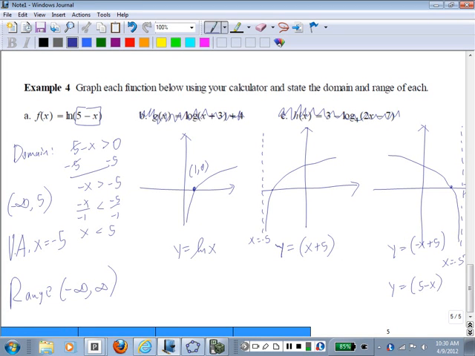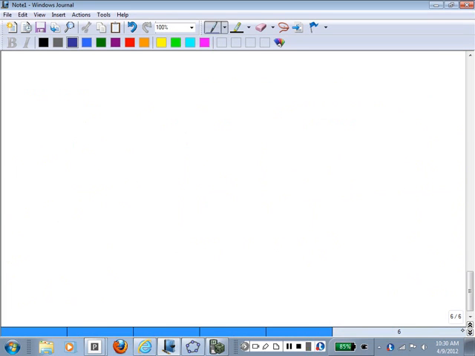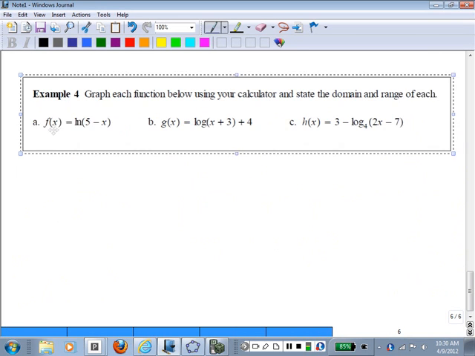So for a log, the vertical asymptote is at the endpoint of the domain. And the endpoint of the domain is x equals 5. Paste this again. This time, let's look at the b part.